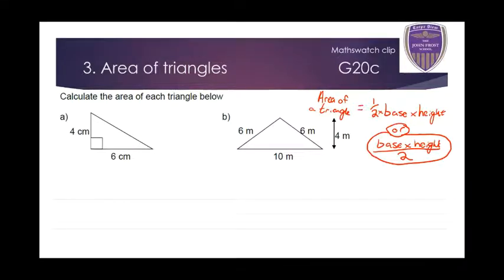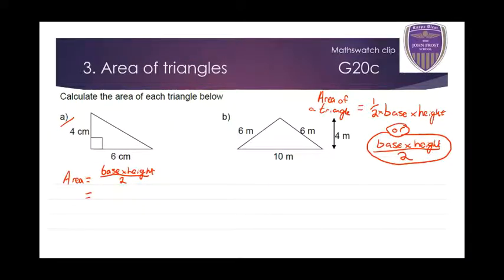So looking at the first question, question A. We're going to need to find the area of this triangle. Now remember again, area is just the space that the shape takes up. So remember our formula: area equals base times height divided by 2.